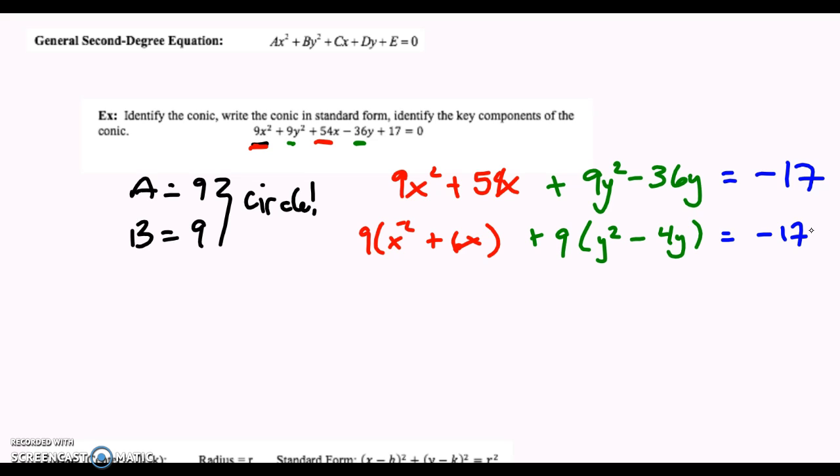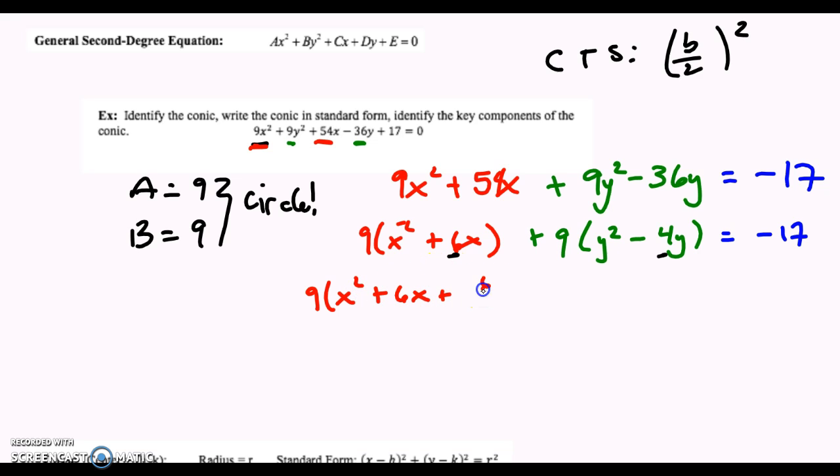Nothing's changing there. Now, to complete the square, we need to take b, divide it by 2, and square it. And b, again, is going to be that middle term, the 6 and the negative 4. And we'll have to do that with each part. So in the red, I'm going to take that 6, divide it by 2, which is going to be 3, and I'm going to square that.